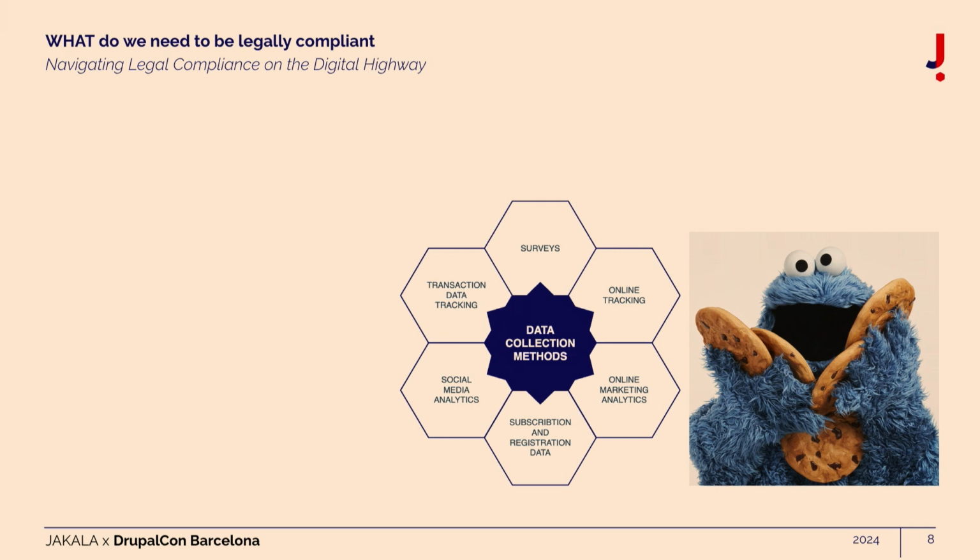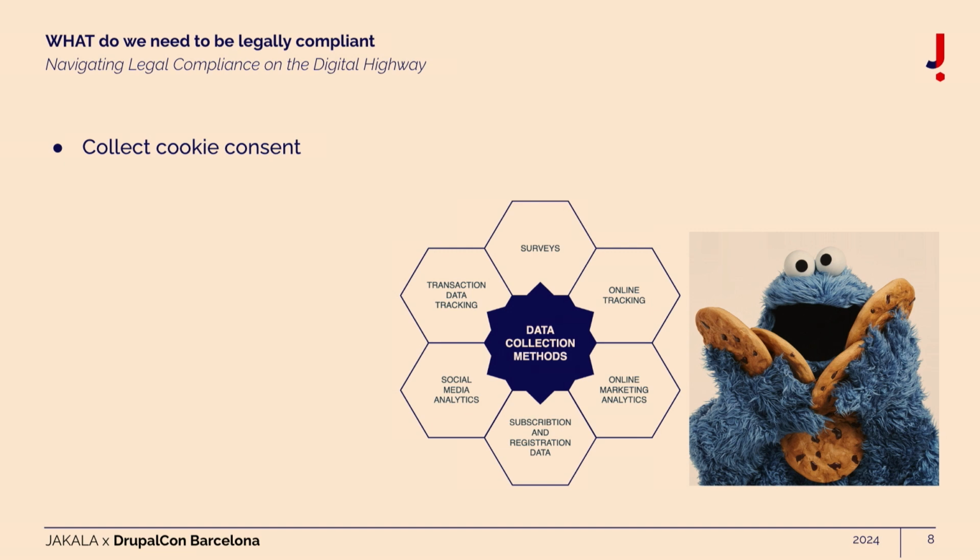And on that, what do we need to be legally compliant? First, collect cookie consent. By collecting cookie consent, we are being transparent about how our website collects and handles user data. There are two types of cookies, essential and non-essential. For example, essential cookies are obviously essential for the website to function. They typically don't require any consent, but still need to be disclosed in a cookie policy.